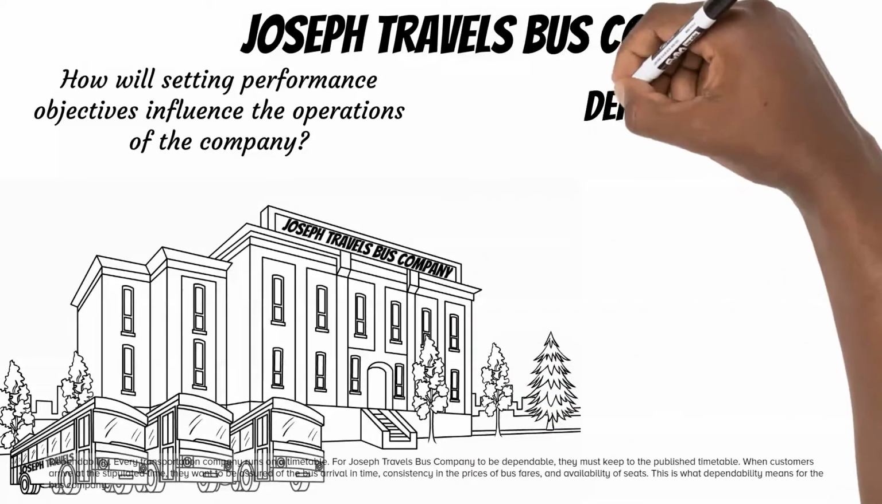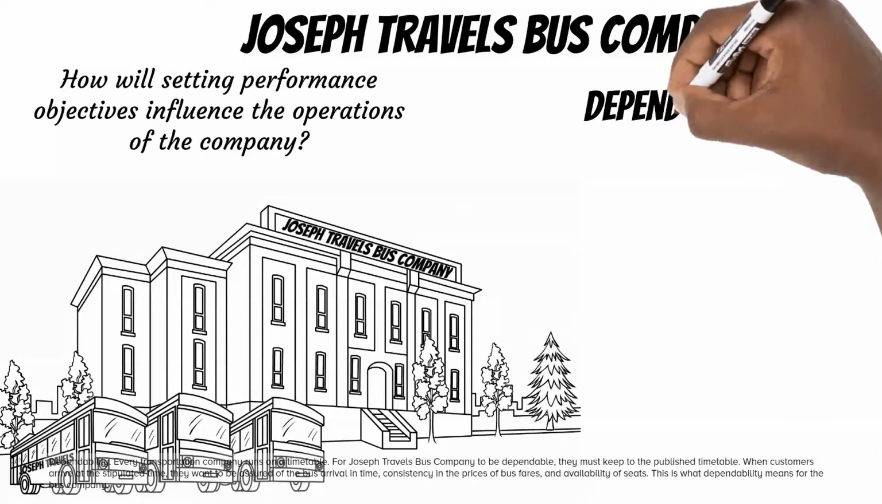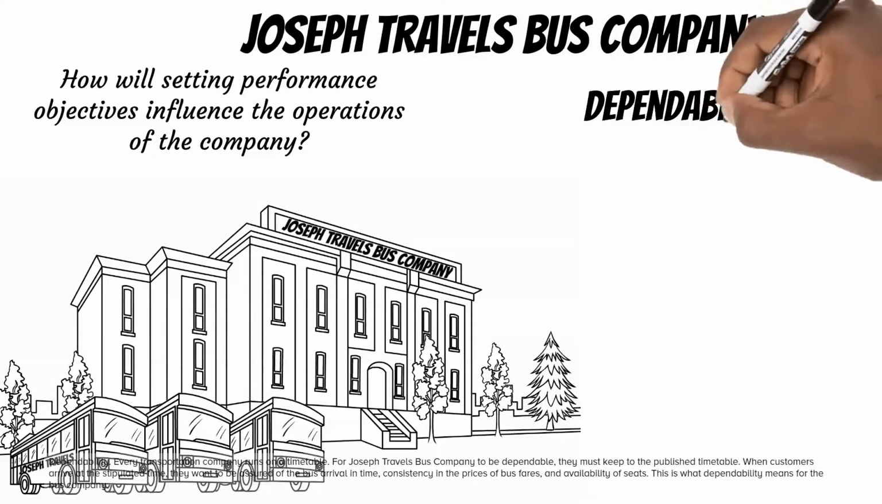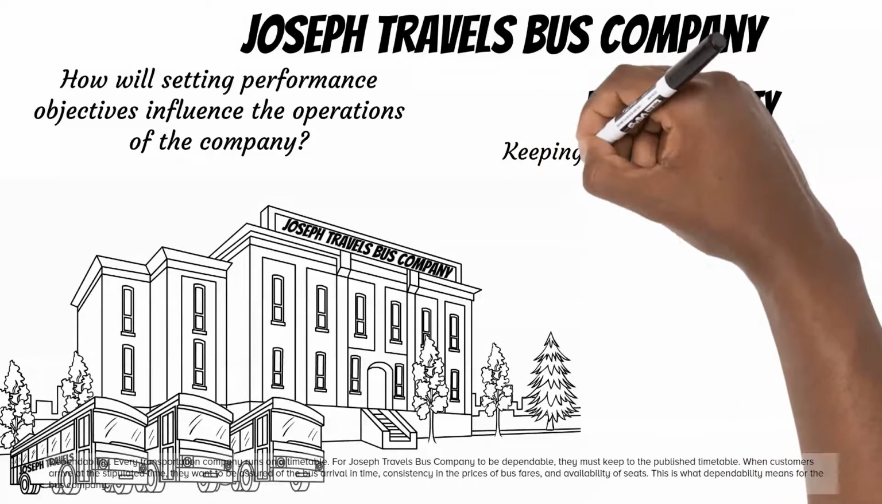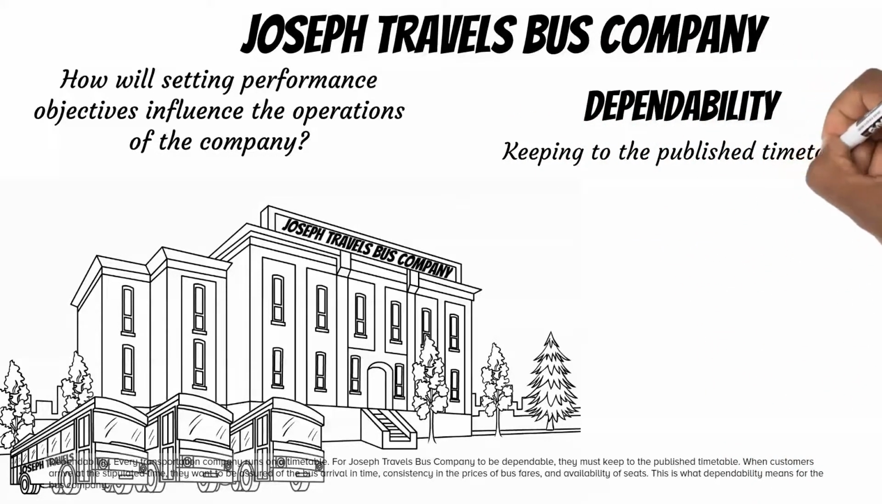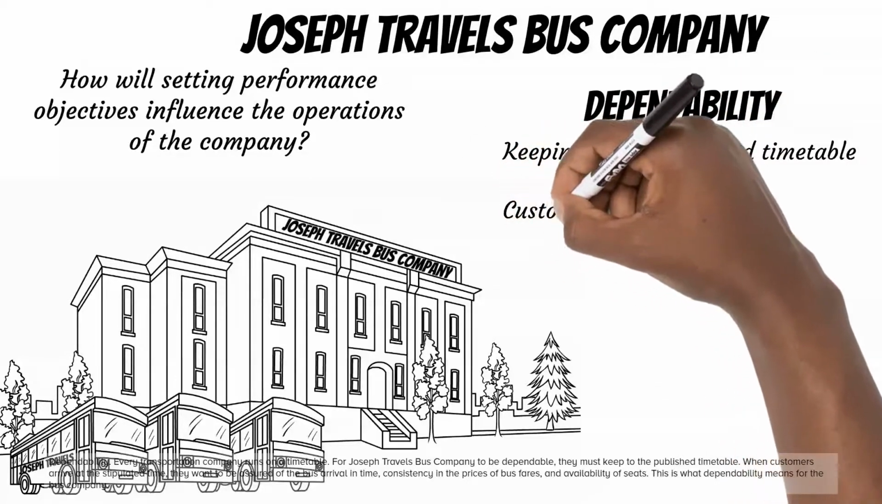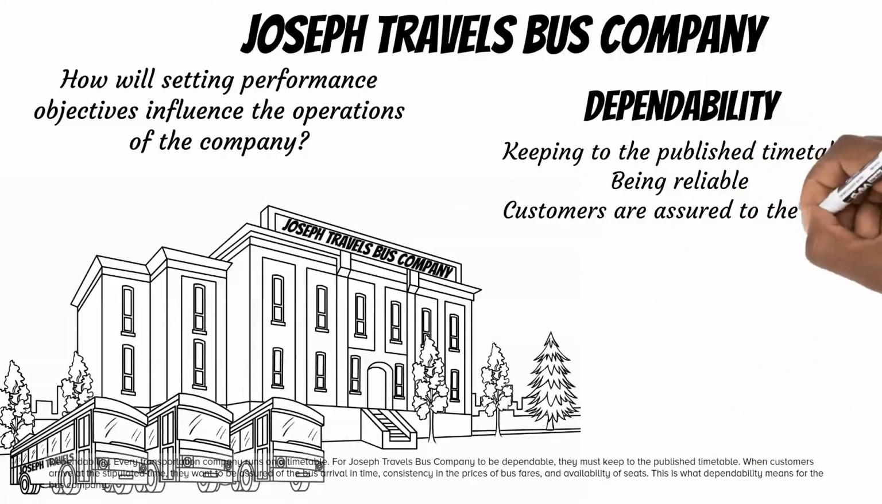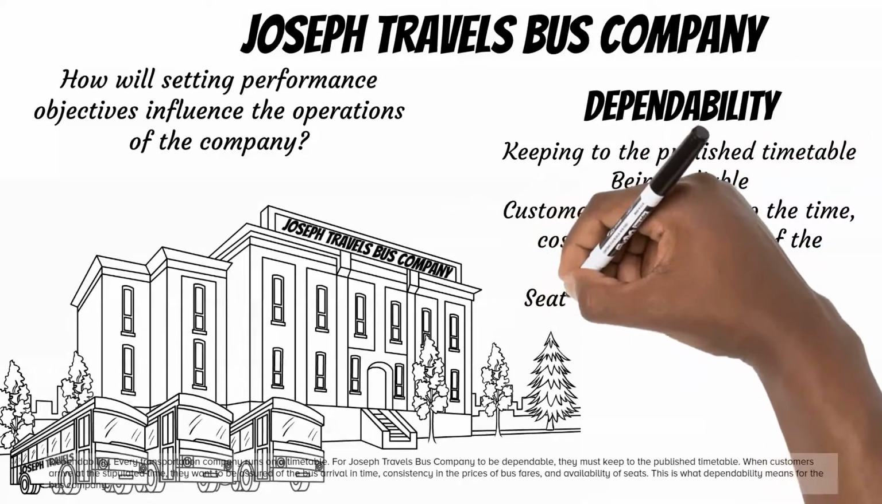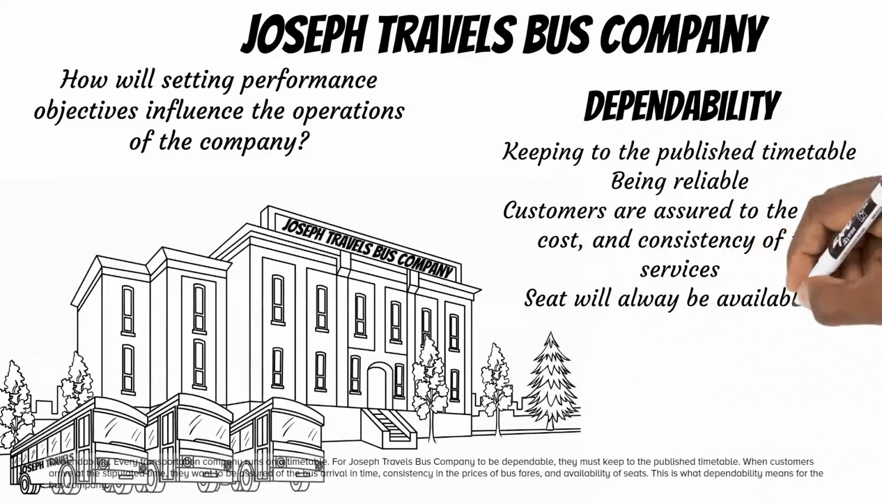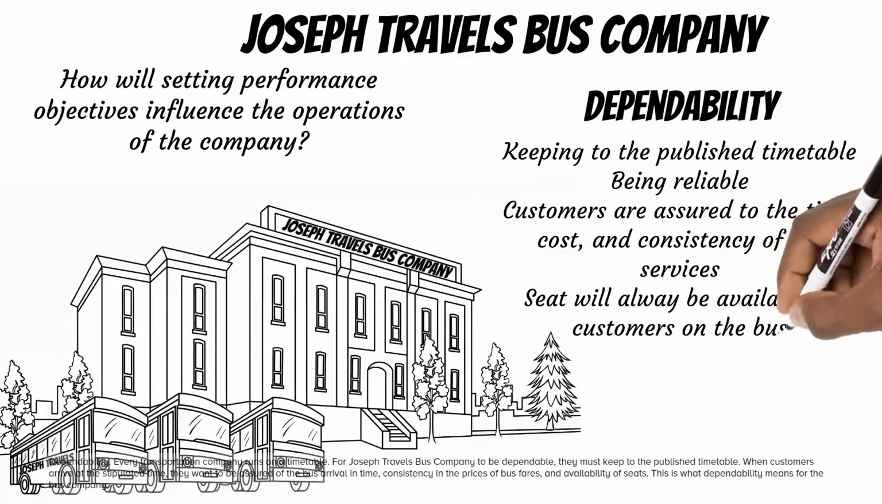Dependability. Every transportation company runs on a timetable. For Joseph Travels Bus Company to be dependable, they must keep to the published timetable. When customers arrive at the stipulated time, they want to be assured of the bus arrival, consistency in the prices of bus fares, and availability of seats. This is what dependability means for the bus company.